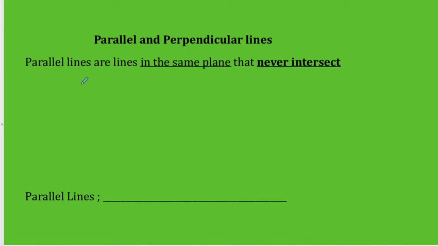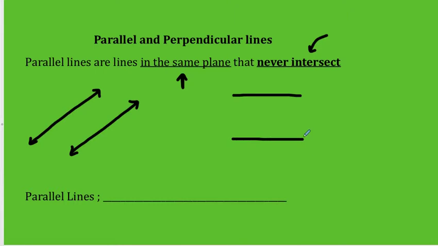And parallel lines are lines we say in the same plane. That means that they're just on a flat surface that never intersect. Never. Parallel lines can be drawn like this. They can be drawn up and down, straight like this. And those are parallel lines. They're never going to intersect.